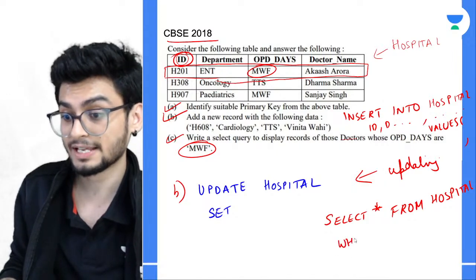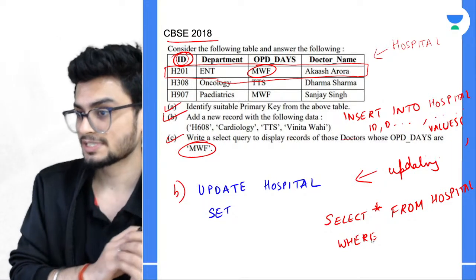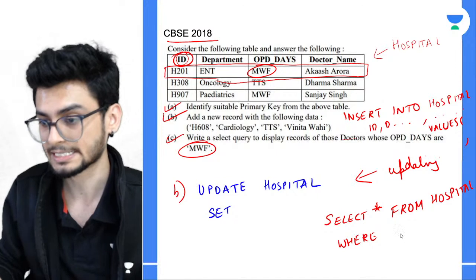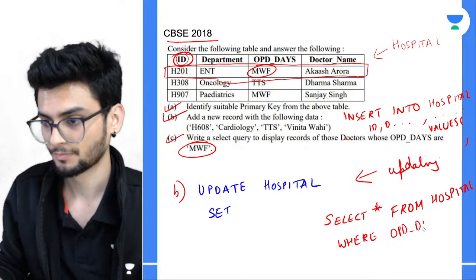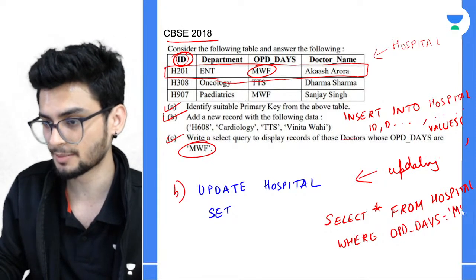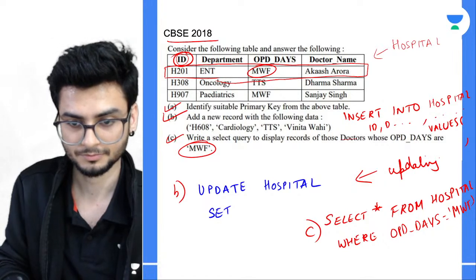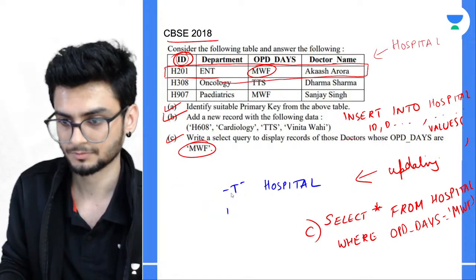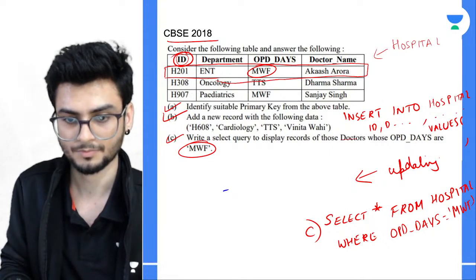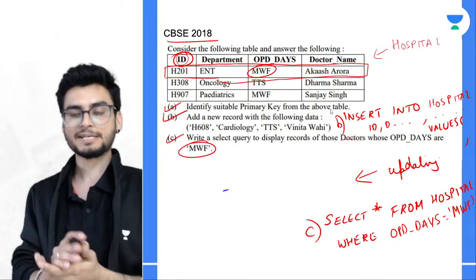where. Now where is the condition? You have to look at the condition. Open office is not working, so we'll look at that. Okay, where the condition is OPD days equal to MWF. All right, so this is the command for the C part. Okay, so this is C, and this is the B part. These were the two questions we looked at last time.